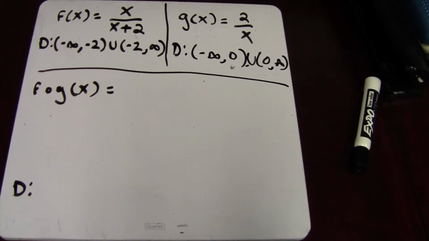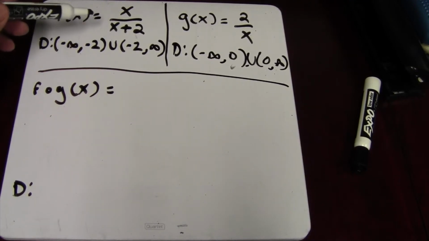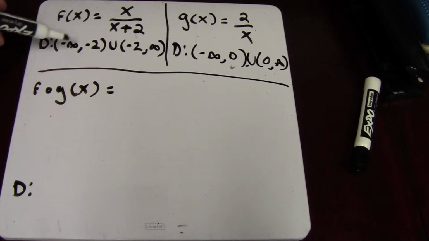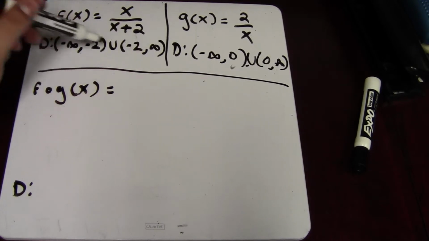In this example, I want to go over doing composite functions and also figuring out the domain of the composite function once we've done so. So what we have here is f of x is equal to x over x plus 2. That's our function f of x.